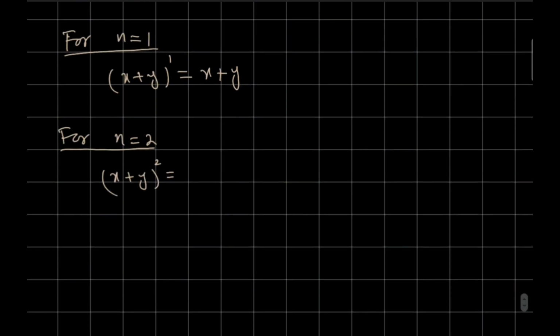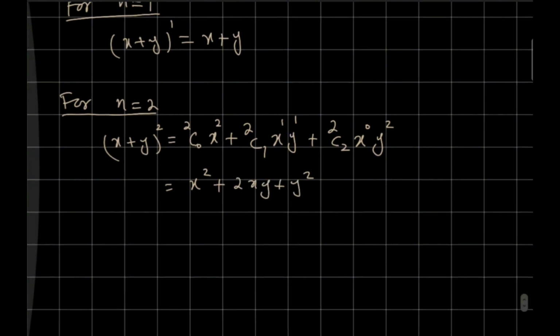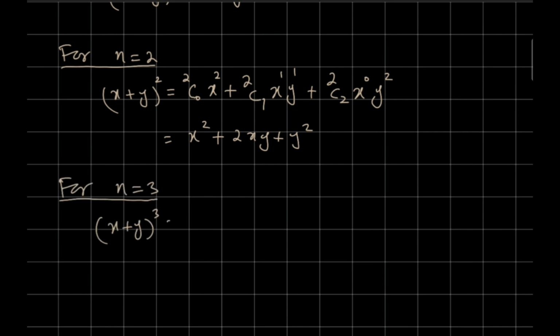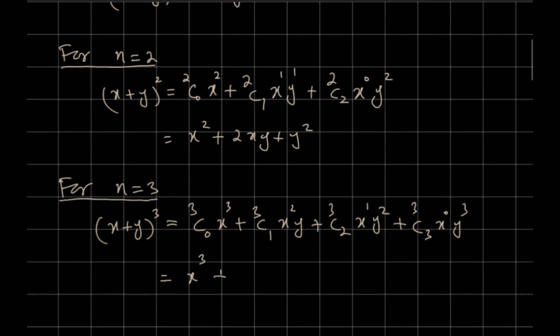So let's do the same thing for n equal to 2. You will get 2C0 x^2, 2C1 x^1 y^1, then 2C2 x^(2-2), which is x^0, y^2. You will get x^2 + 2xy + y^2. So put n equal to 3 instead of 2, you will get 3C0 x^3, then 3C1 x^2 y, then 3C2 x^1 y^2, then 3C3 x^0 y^3. So after simplifying, we will get x^3 + 3x^2 y + 3xy^2 + y^3.